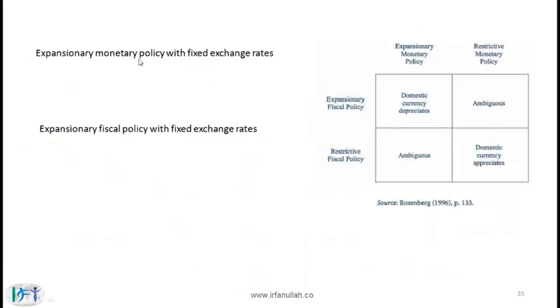Now let's look at expansionary monetary policy with fixed exchange rates. Here again, interest rates go down. When the interest rates go down, the exchange rate falls or the domestic currency depreciates. But what the central bank will try to do here is buy the currency in FX markets in order to maintain the peg, and this buying of currency in the FX markets to some extent offsets the depreciation. But typically the currency will still depreciate.